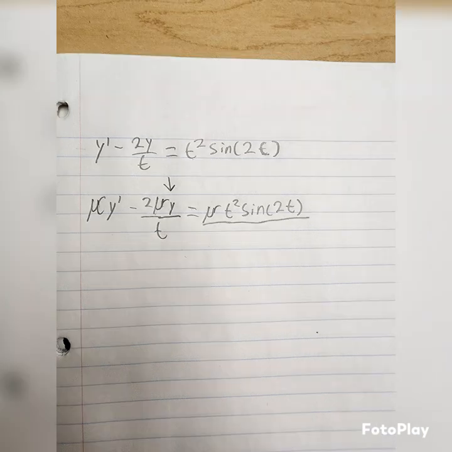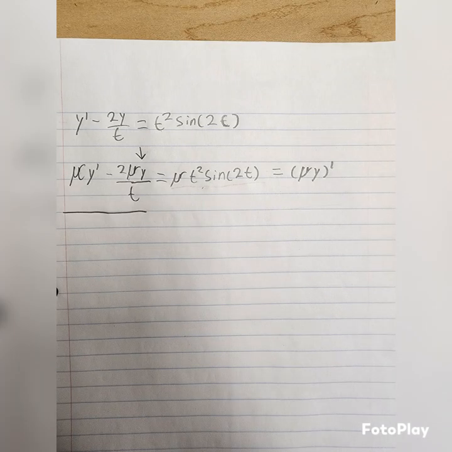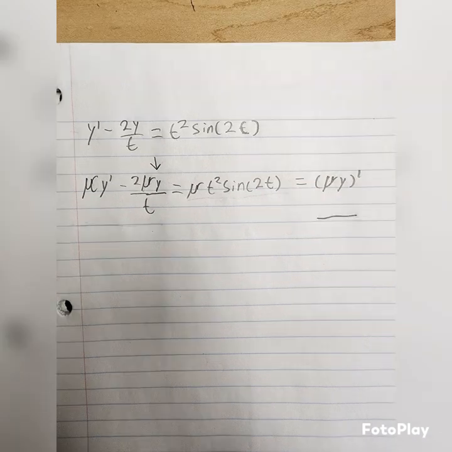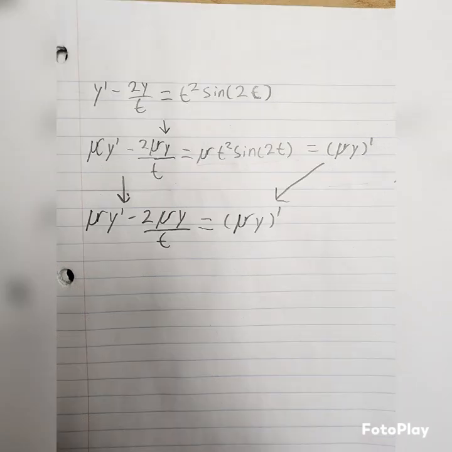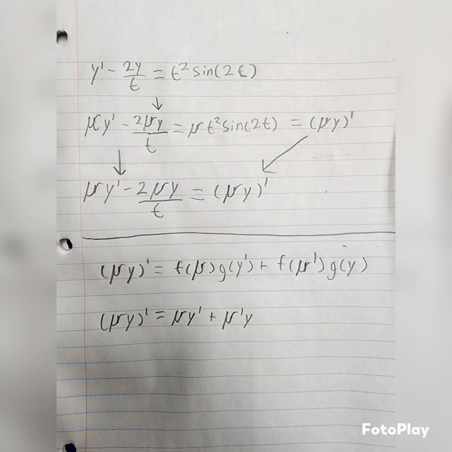Right now, mu does not have a value, but we know, according to our formula, if you go and look back at it, mu times t squared sine of 2t is actually equal to something. It's equal to mu times b of t, which is equal to mu times y prime. So as you can see now, this equation and this equation are both equal to each other. So we can literally cut out the middleman and make them equal to each other. Now we need to use the product rule to find out what mu times y prime is. It's equal to that.